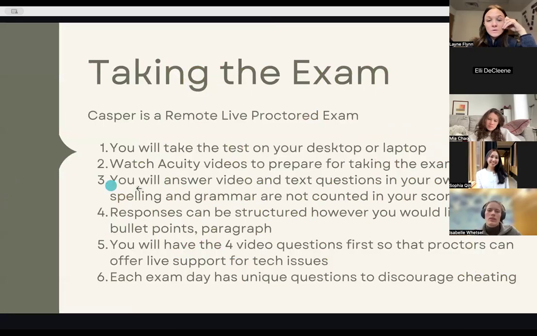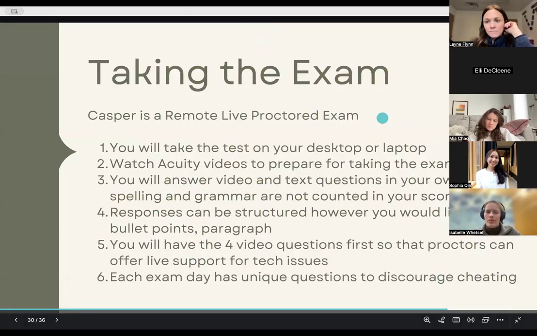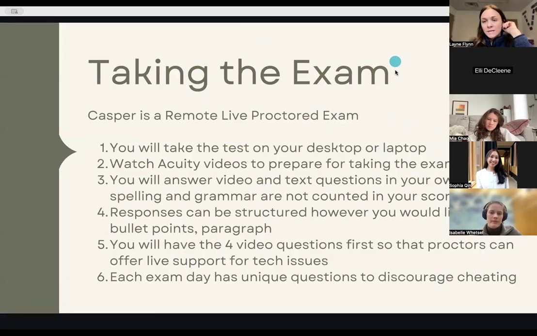Oops, so let's go back. Okay, so we did get a question about are you allowed to take Casper more than once? So yeah, similar to Preview, you can take it more than once. Most don't, and most really don't need to. But you can take it more than once in a testing year. I can't remember if there's a limit. Let me check, but it is something you can take more than once.